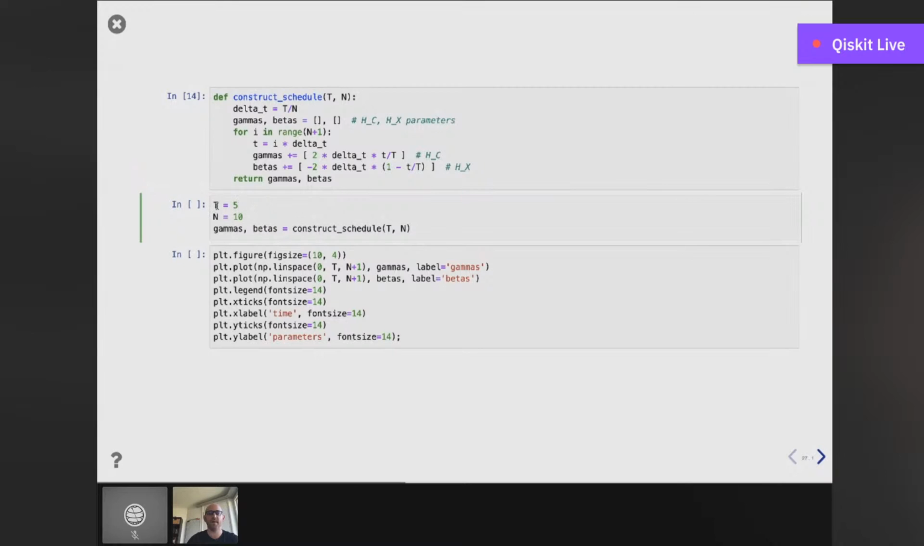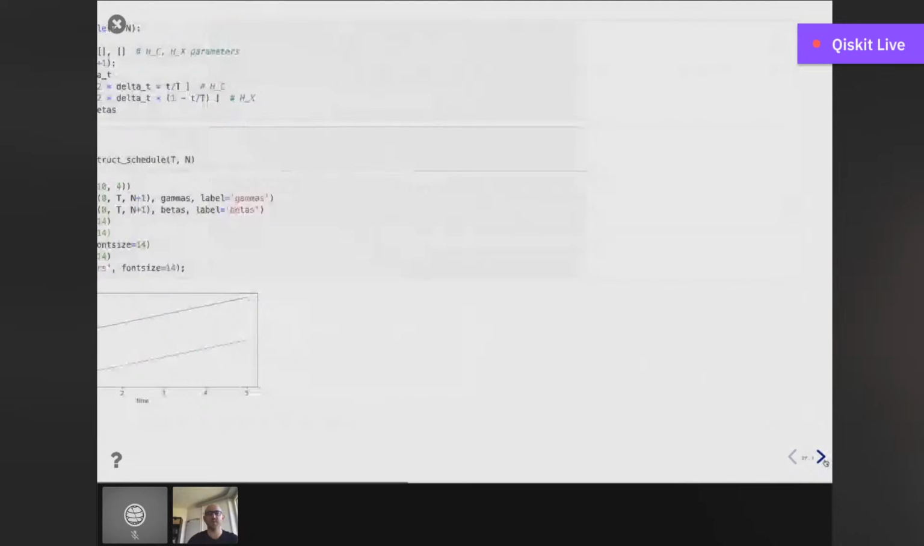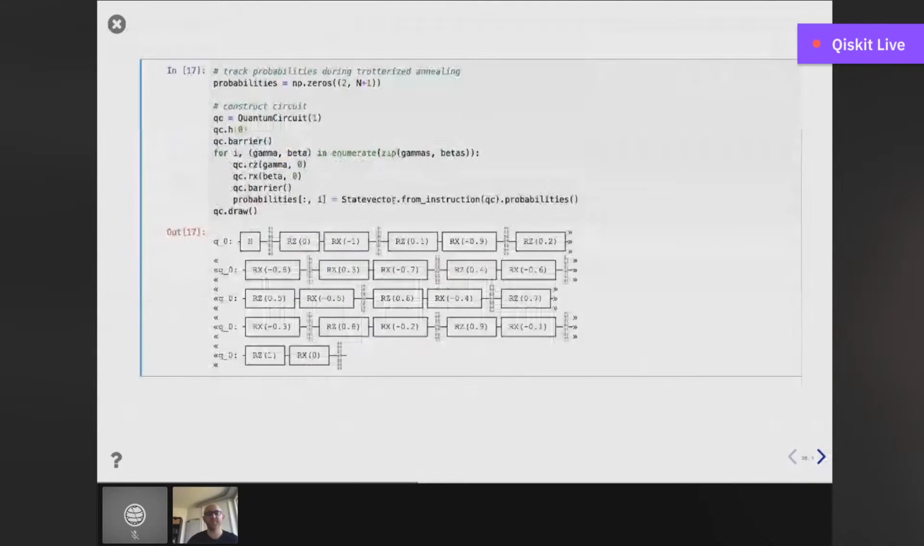All right, then we simulate for time up to 5, and we do 10 steps, and we construct the schedule. And this will look very simple. So we go from 0 up to 1 for the gammas, and from -1 up to 0 for the betas. And let's see what this does in terms of quantum circuit. This is now looking like that, and you see it's just repeating the same pattern where the parameters for RZ, for example, go from 0 up to 1, and for RX go from -1 up to 0.